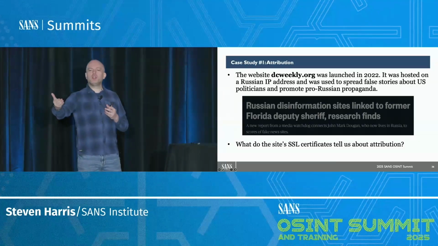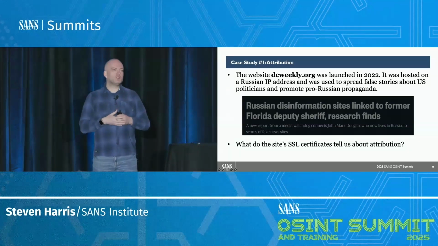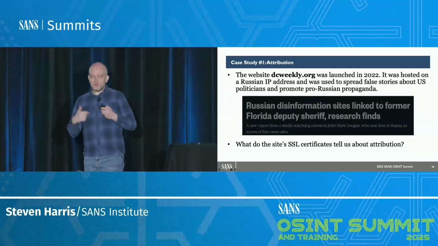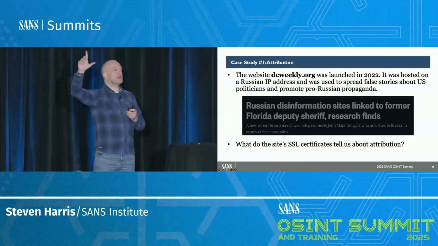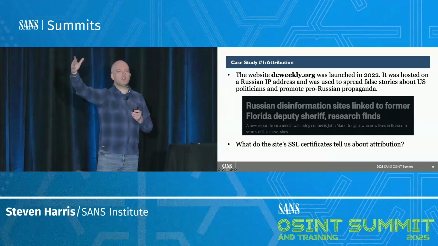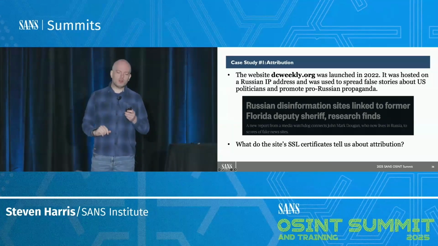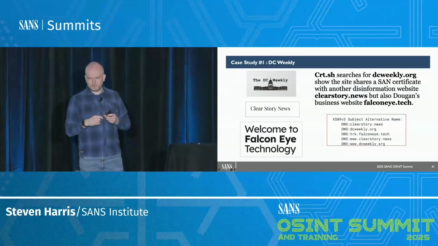And just before he could be prosecuted, he fled to Russia to avoid prosecution in the United States, and he's still based there. So journalists said, hey, this DC Weekly website that's publishing all this information about the US government, all the Russian disinformation, we think it's yours, John Dugan. He said no. He obviously clearly denied it.